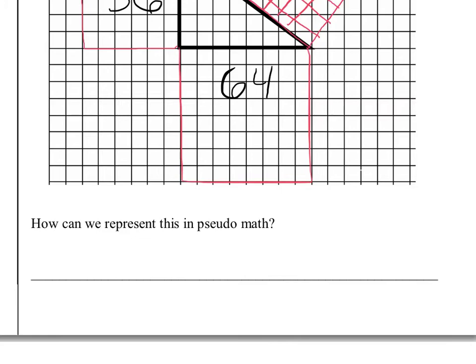So the first thing that we said was that we add the squares of the two legs. Well, let's start by writing the square of one leg. How can I use pseudo math to mathematically represent the square of a leg? Adolfo.